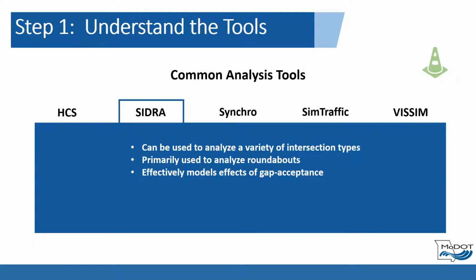SIDRA can be used to analyze a variety of intersection types, but in the United States, SIDRA is primarily used to analyze roundabout operations because of its ability to model the effects of gap acceptance, including roundabout geometry, on roundabout level of service.